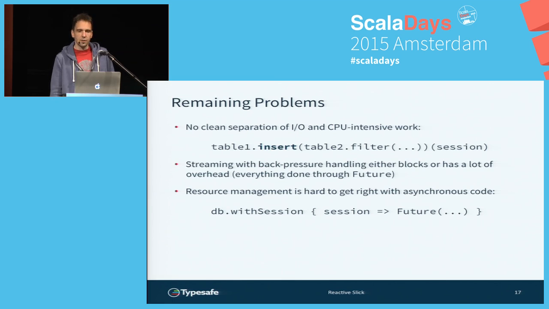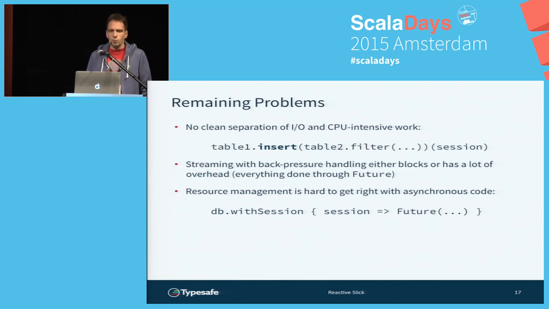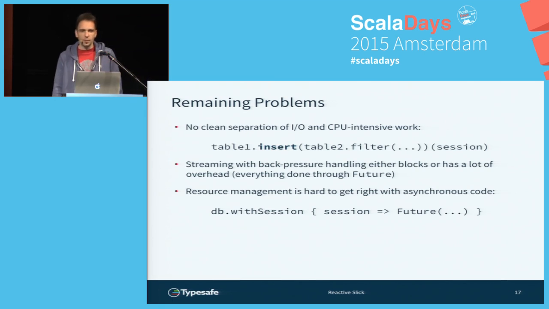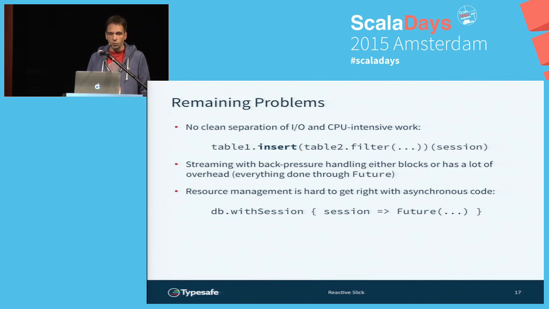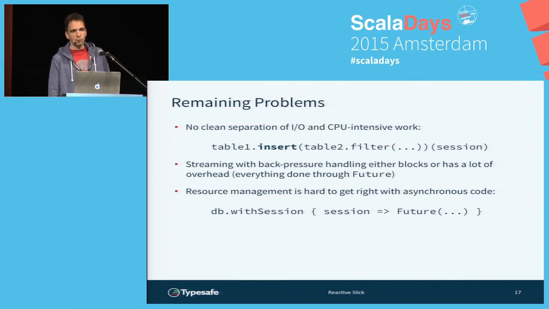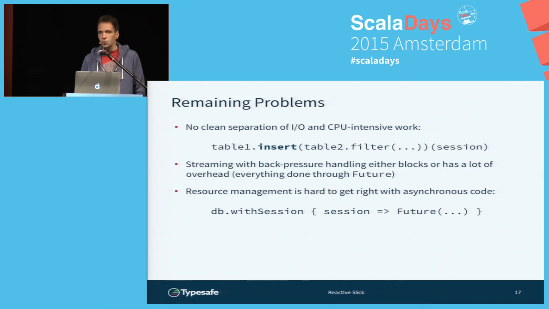There are still a few problems with this approach, though. First of all, we don't have a clean separation of I/O and CPU-intensive work in the old API. Take an innocuous-looking call like this table1.insert table2.something. So you insert data from one table or from a view into another table. What this call does is to compute a SQL query, a statement, and then perform the work. Send this to the database and do blocking I/O. It does both the CPU-intensive query compilation and the I/O in a single call. So you have no way to separate this the way you should.